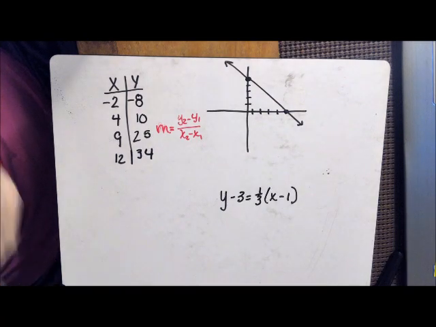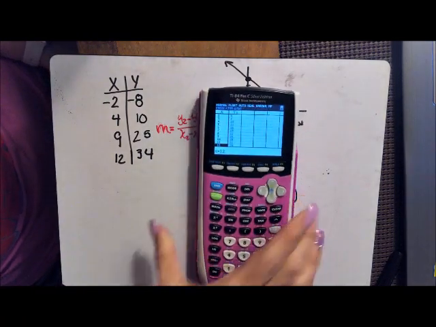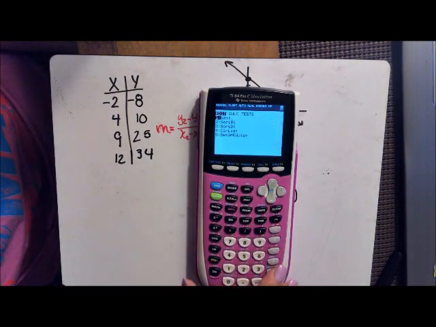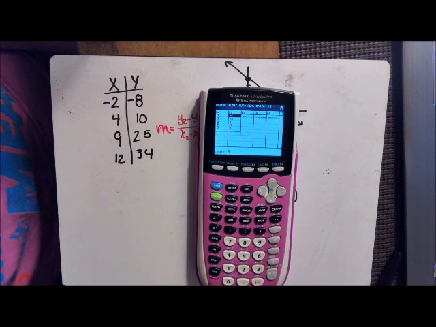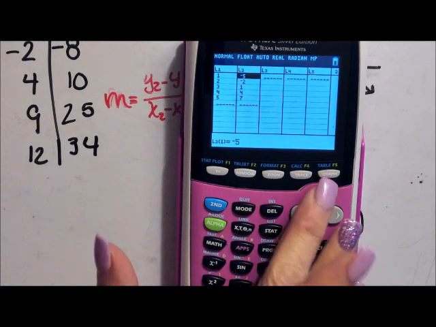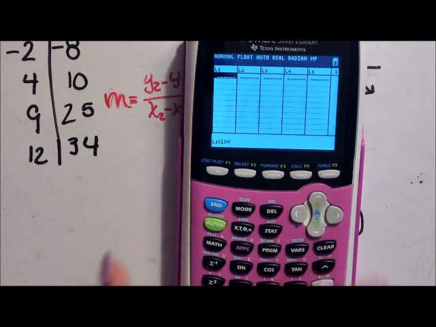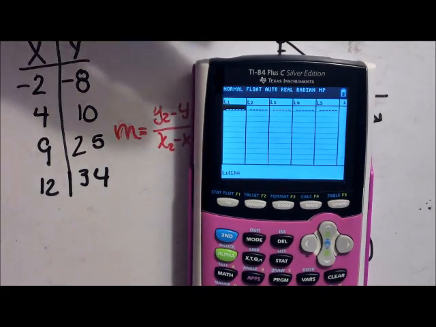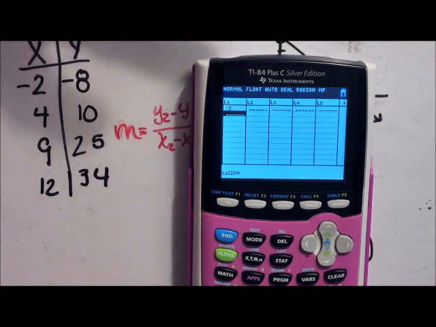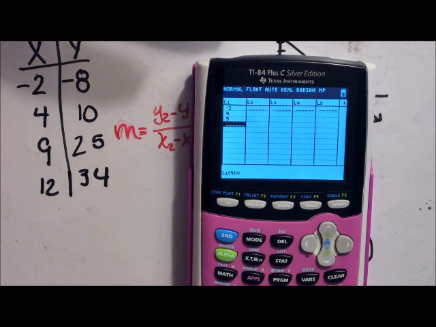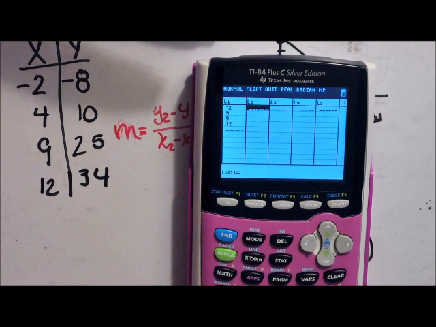You can also just use your regression. You could go into stat, go into edit. Let me zoom in on this because I know it's probably a little hard to see. I could go over here and I could put my table into here. So -2. For me, this is the way I like to do it. I find that I don't make mistakes when I do it this way. It's the easiest. It takes a little bit more time, but at least I don't mess up.